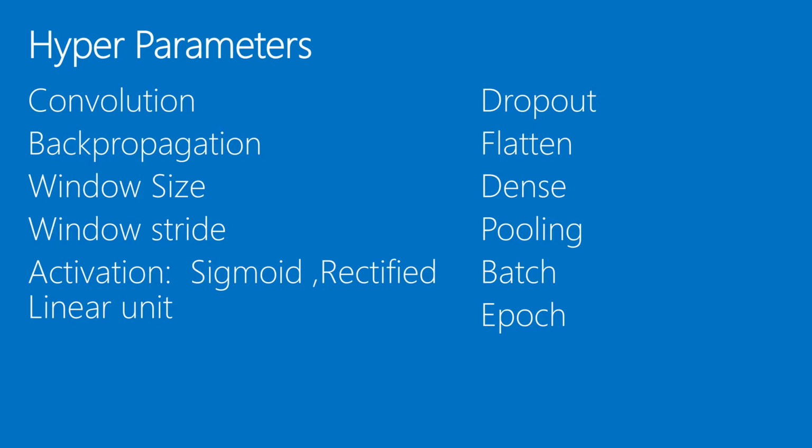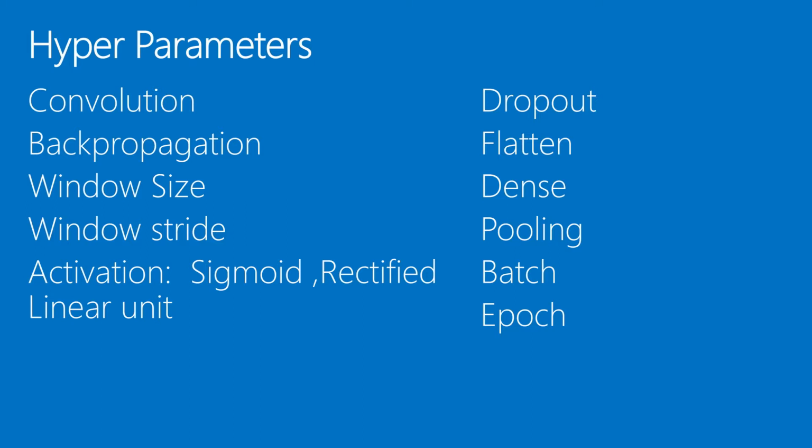The third one is window size. The size of the image on which convolution is performed is called the window size. Window stride is the shift of the window across the input image. Whenever we do not define a window stride, the default value is 1. The next one is an activation function.